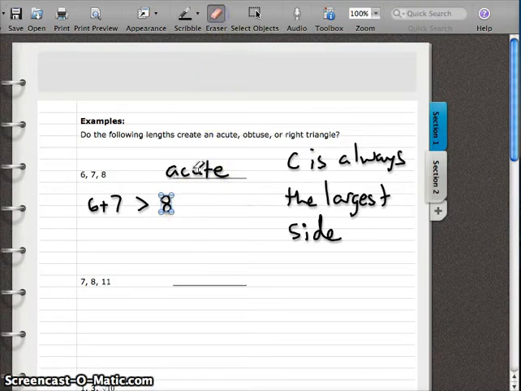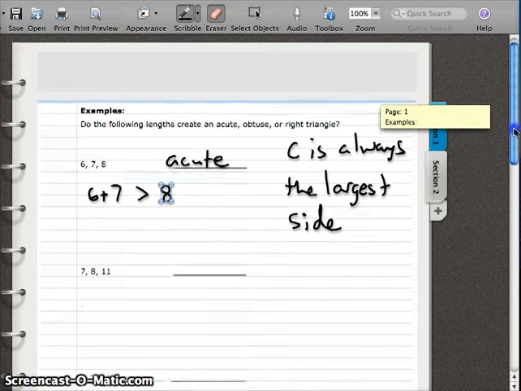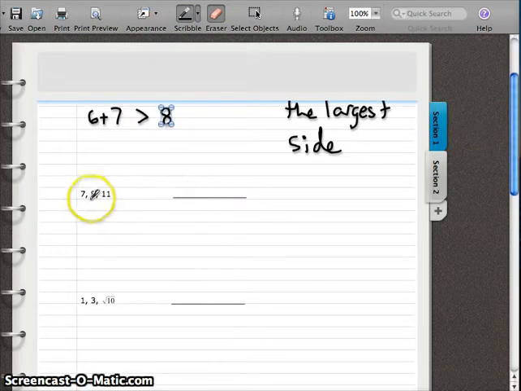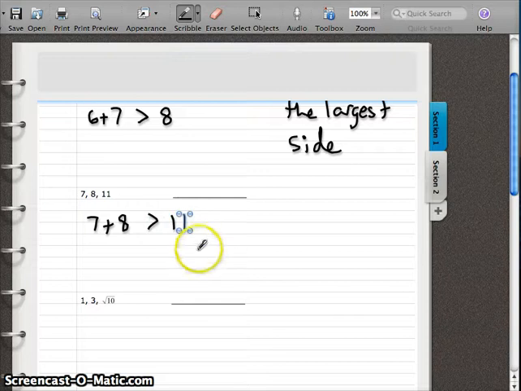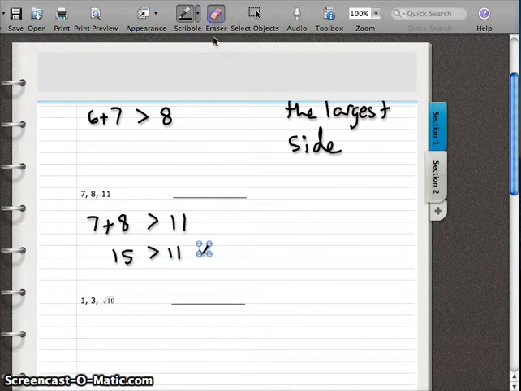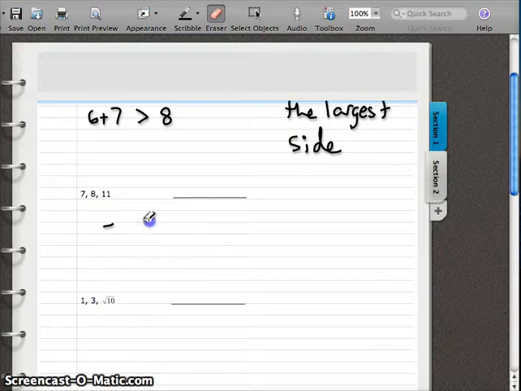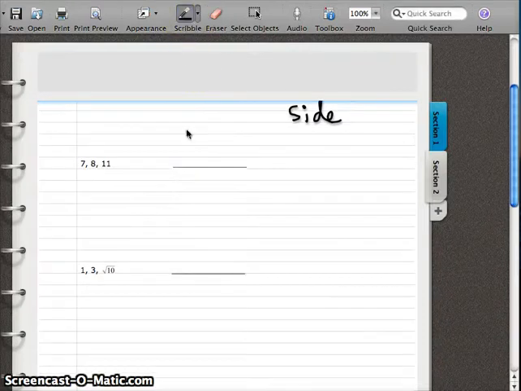All right. So let's do that on the next example here. So I take the two smallest values, add them together, and ask yourself, is that greater than 11? It has to be greater than. It can't be equal or less than. 7 plus 8 is 15, and 15 is indeed greater than 11, so we know it's a triangle. Now we can see what type of triangle it is. So we'll always do that check first.